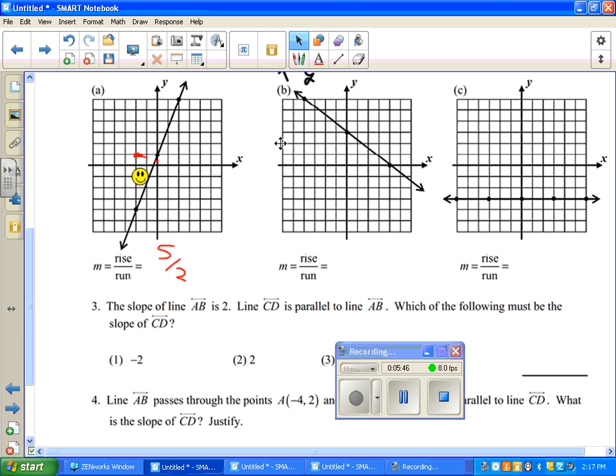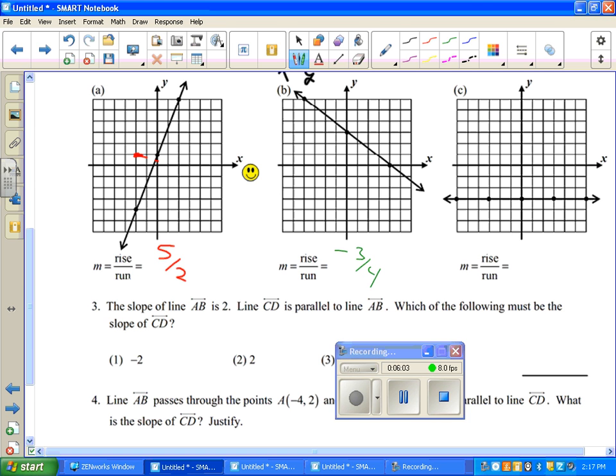Does this go uphill or downhill? Uphill, because we read from left to right. So it's positive. Is this slope positive or negative? They say negative, so we might as well put the negative in it. And Dakota shouted negative 3 over 4.